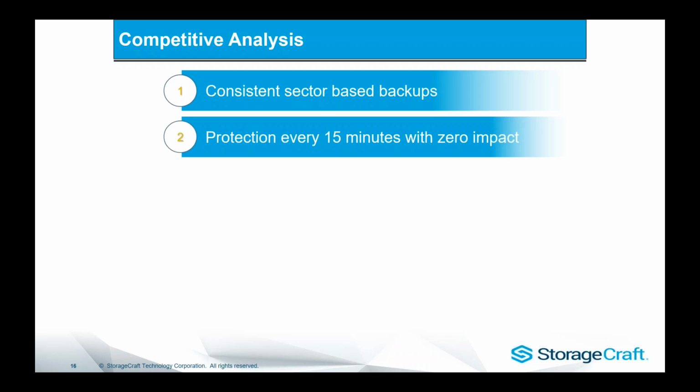Protection every 15 minutes with zero impact. What ShadowProtect is able to do is track the changes in real time. This has no impact at all. It's done in the low-level kernel of the operating system. As it does a backup, VSS is application aware, gets a stable-state snapshot of the machine, and then writes that into an image file. A typical backup takes less than 30 seconds.